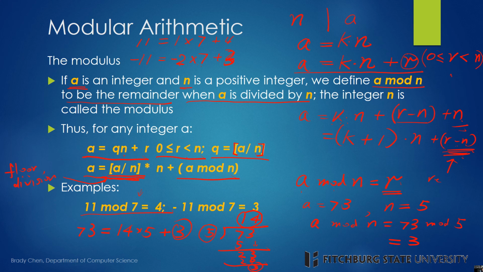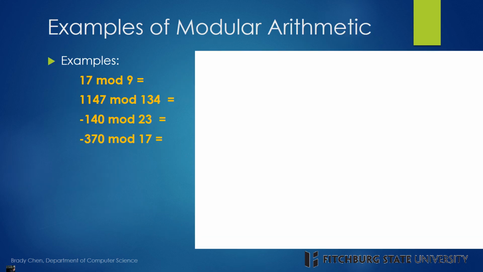So you can first write a as the quotient times the divisor, and then plus the remainder. Then we can figure out what the remainder and the quotient are. So we can always get the result for the modular operation. Okay, let's look at some more examples. We've got 4 problems, and I'm going to pick the first one and the third one, so you can finish the remaining 2.